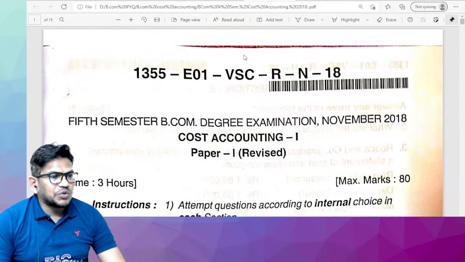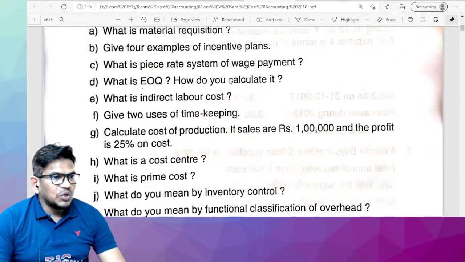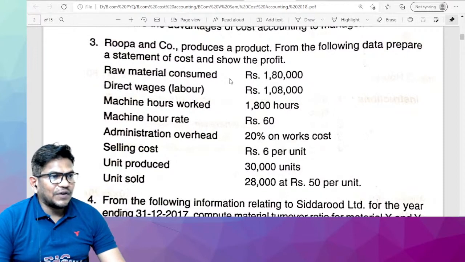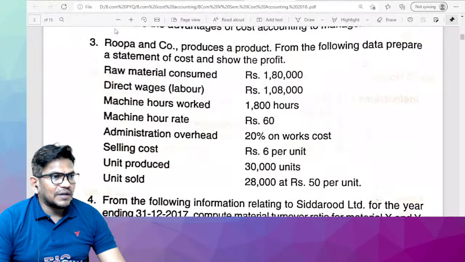We are solving the previous 2018 question paper. Those who are watching on YouTube, please mention that. Okay, prepare cost and show the profit. Look at that. Here we have one more question, my dear student. Let's solve this step by step.